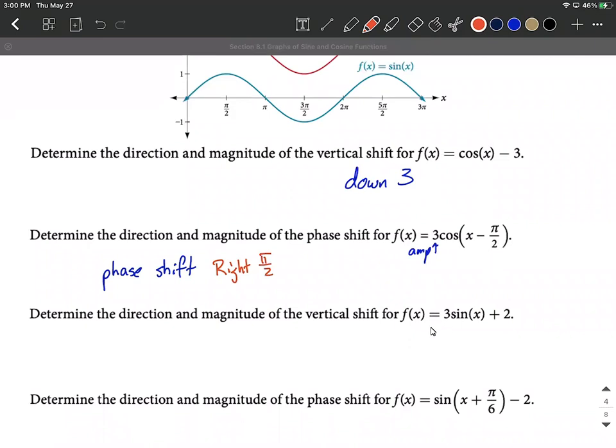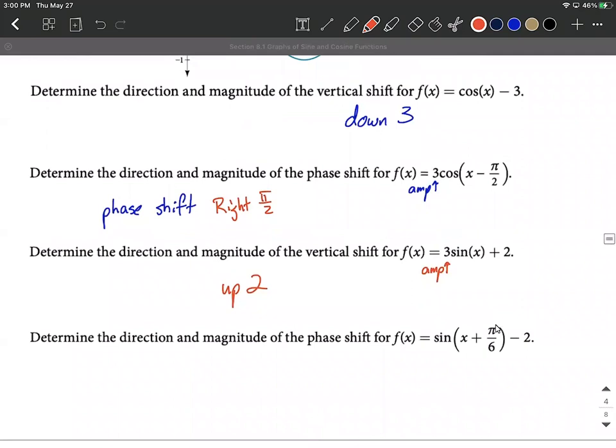Next up, we're looking at f of x equals 3 times sine of x plus 2 here. That 3 again is going to affect our amplitude. So if we didn't have that plus 2 at the end, this would oscillate between positive 3 and negative 3 for our sine graph. That plus 2, though, that's going to be a vertical shift. That's going to move everything up 2 units.